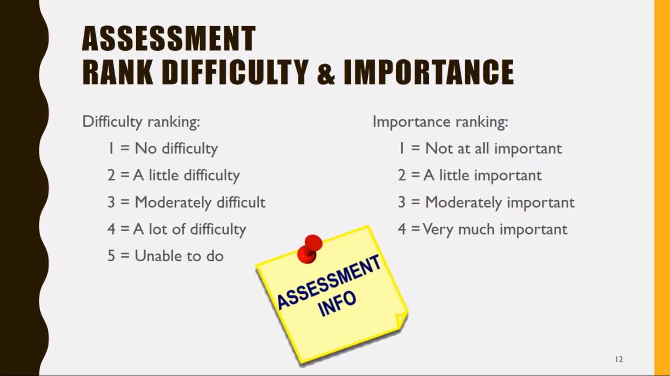So difficulty is ranked 1 through 5, with 1 being no difficulty, 2 little difficulty, 3 moderately difficult, 4 a lot of difficulty, and 5 unable to do. They also commonly rank the importance of a task as 1 to 4, 1 being not at all important, 2 a little important, 3 moderately important, 4 very important. This assessment approach guides the OT to understand the participants' issues and desires.